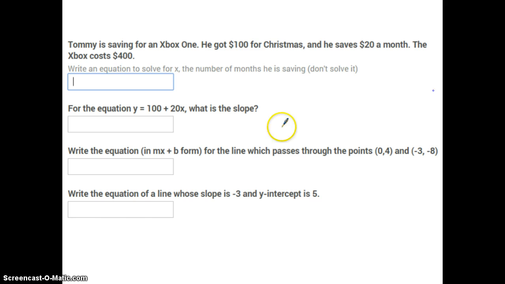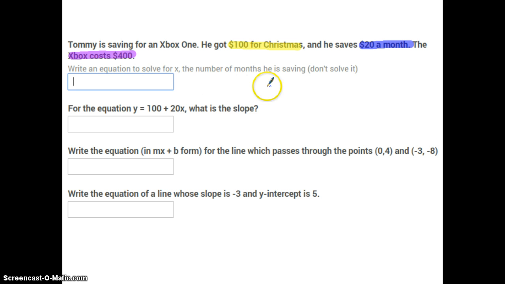The next one, we've got a whole bunch of slopes and intercepts, so let's just fire away. Tommy is saving for an Xbox One. Let me just highlight that, it's a little bit easier. He got $100 for Christmas, and he saves $20 a month. The Xbox costs $400. Write an equation to solve for x, the number of months he has to save in order to buy the Xbox.